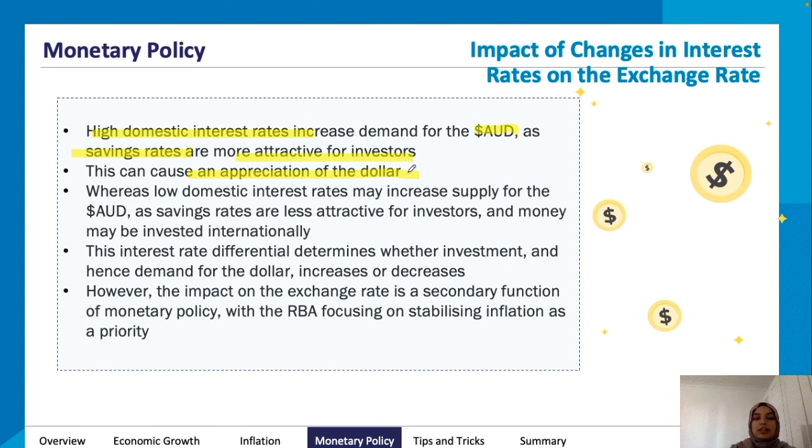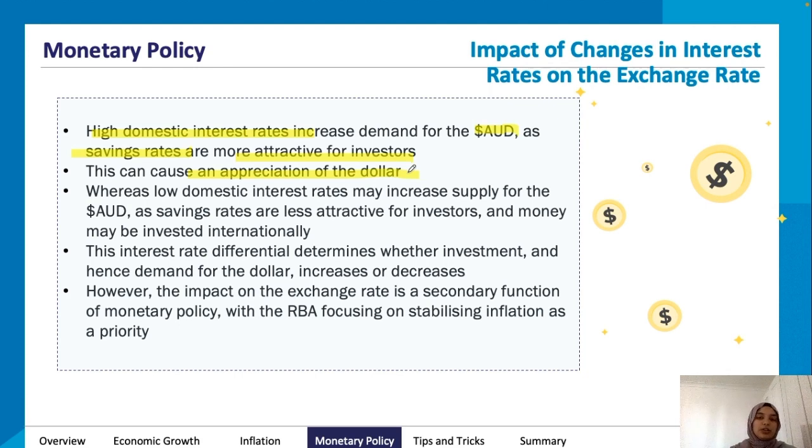However, the impact on the exchange rate is a secondary function of monetary policy. It's not the primary function, with the RBA focusing on stabilizing inflation as a priority. So their main goal, and again I'm a broken record, the main goal of the RBA is to stabilize inflation, to keep it between 2 to 3%, and we've seen that with the recent cash rate hikes. We're currently sitting at about 7%. We want to get it down to 2 to 3%.